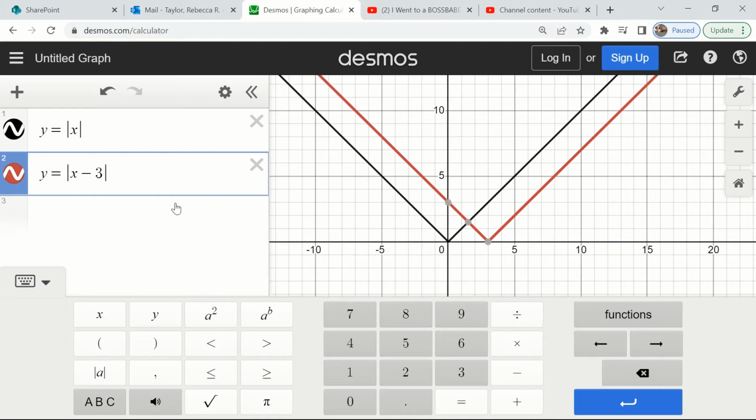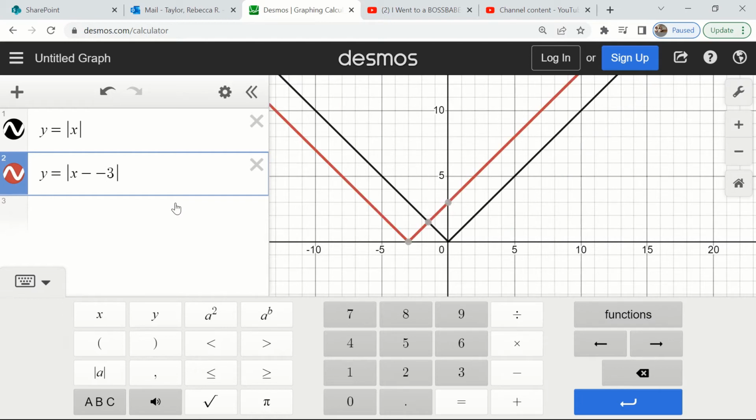Okay, +3 goes to the right, subtracting, -3, goes to the left. So hopefully that cleared a little bit of that up. It does take some practice, so be patient with yourself if you tend to get the left and right backwards for a little bit. Just keep working on it.